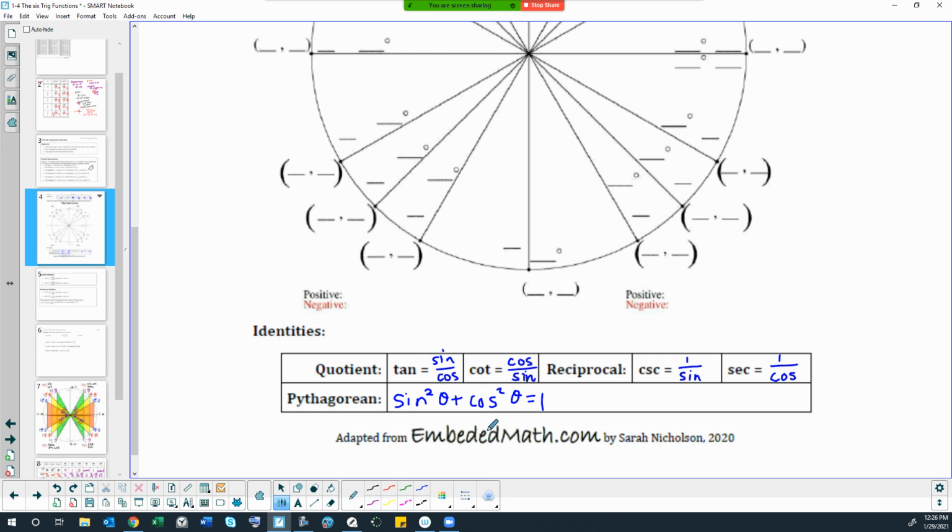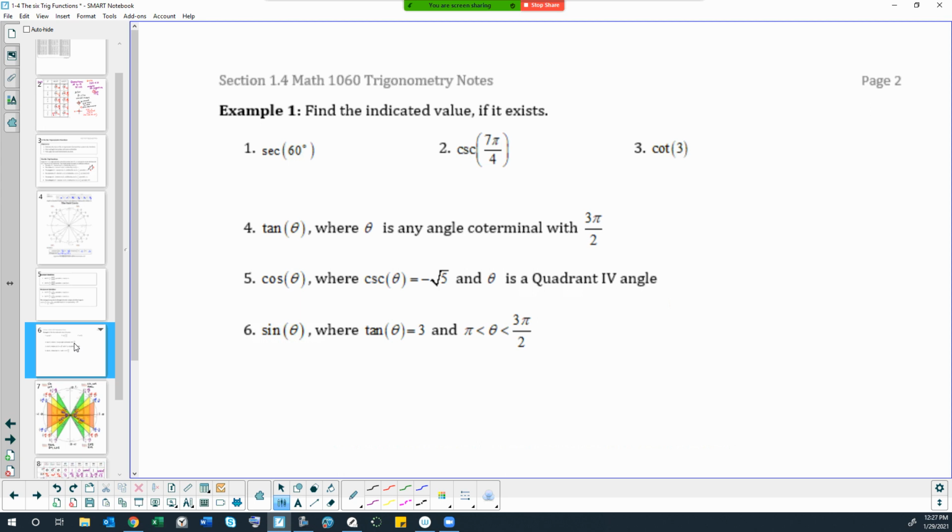Okay, so we're building a nice little repertoire here of identities that are going to be very useful for us along the way. All right, we haven't even gotten to any examples yet. We've just been going through the details of what we're learning, but I'm going to go ahead and end this video and we'll start a new one just for the examples.